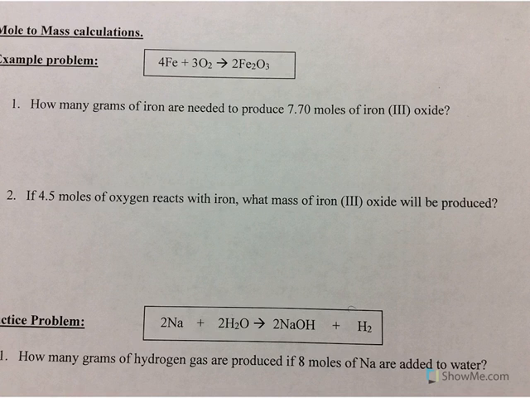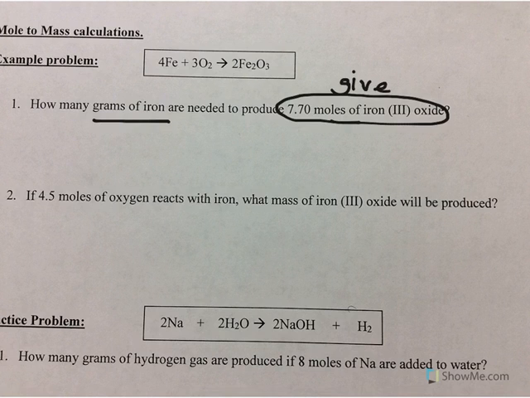So let's go ahead and look at problem number 1. It says, how many grams of iron are needed to produce 7.70 moles of iron 3 oxide? So we're going to circle that and label it our given. So in this problem, my goal is to get from the given to the unknown, to get from moles of iron oxide to grams of iron.